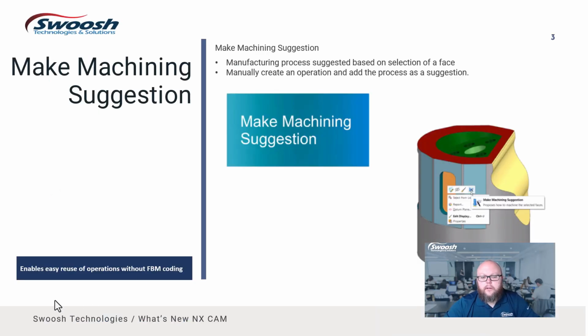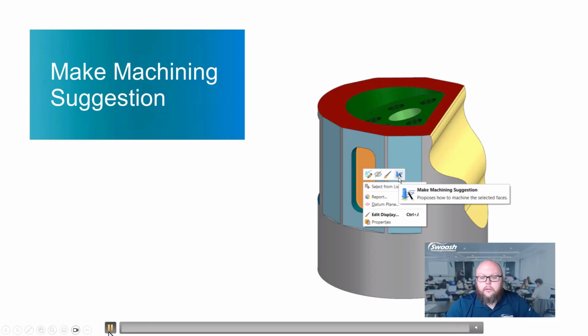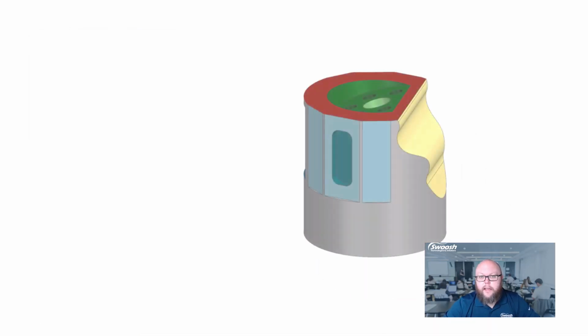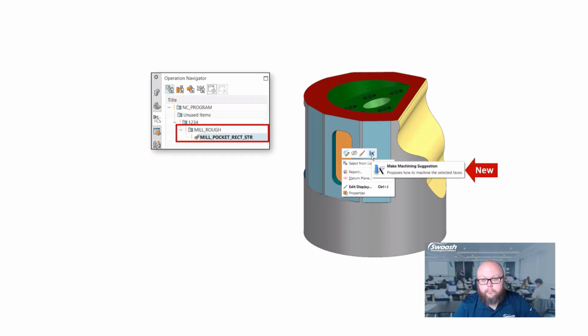All right, so the first one we're going to take a look at is Make Machining Suggestion. And Make Machining Suggestion is really kind of a mask on top of feature-based machining, but making the tools a little bit more user accessible. And when I say user accessible, I really mean that we are going to allow the selections or application of the feature-based machining rules directly from selecting geometry on your part file.